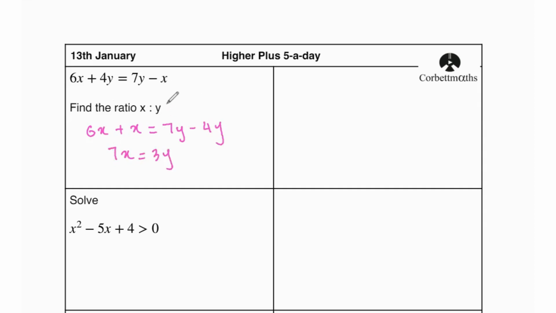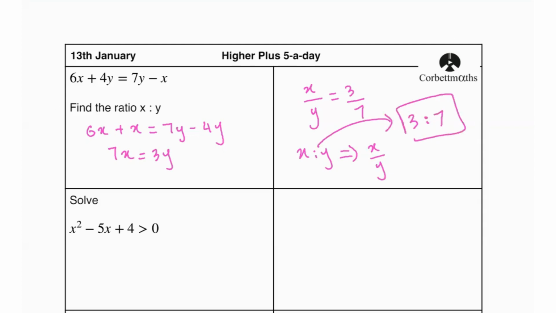Now we have to find the ratio of x is to y. So I'm going to write x over y equals 3 over 7. Since the ratio can also be written as a fraction, where x is to y will be x over y, which means this ratio will have the value of 3 ratio 7.